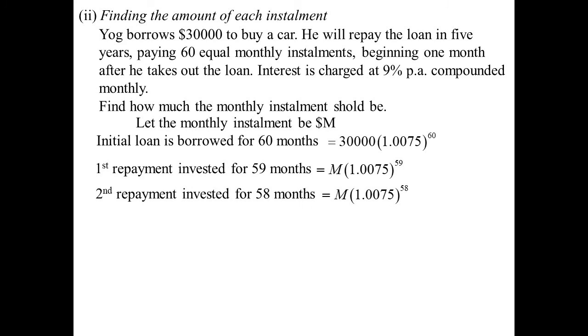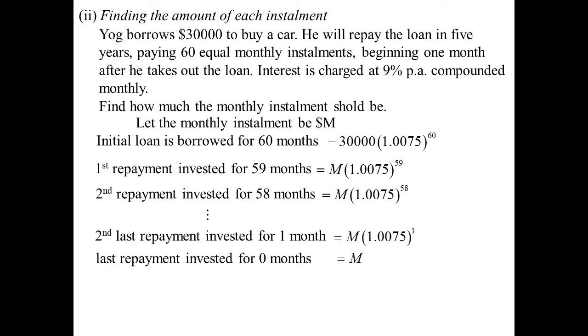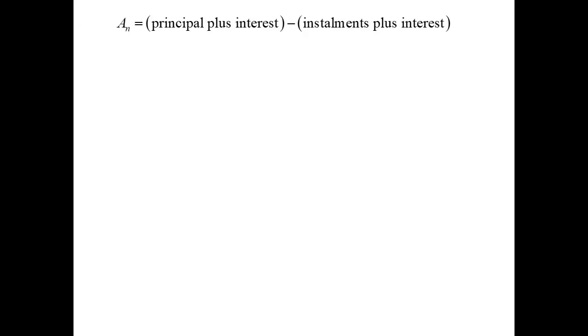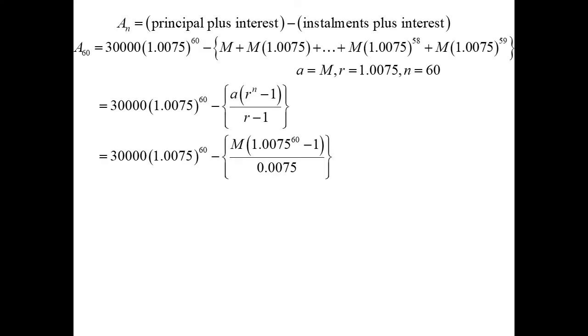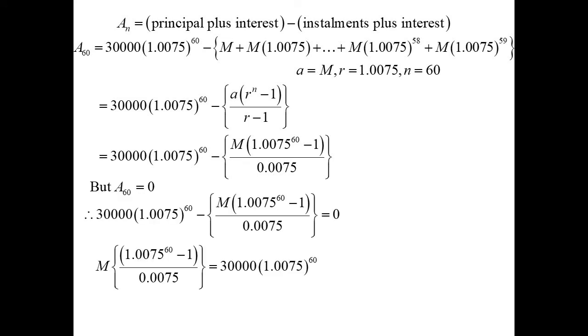Then the next one there for 58 months, and so on and so on, until we get to the last one. And so I'll just give them the last repayment. Same idea, principal plus interest, minus all those instalments plus interest. What's the difference? Amount 60 though, we know what that's going to be, because that's when the loan's finished. So that must be 0. So there's the equation we have to solve.